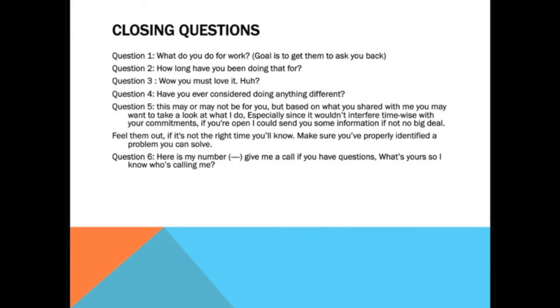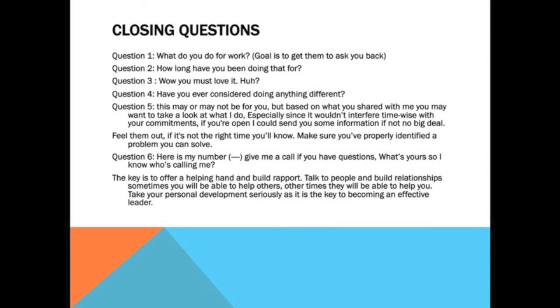Okay, here's my number. Give me a call if you have any questions. What's yours, so I know who's calling me? And that's really where you get them on the phone and you get to talk to the person. Just be a person, and just talk to them. The key is to offer a helping hand and build rapport. Talk to people and build relationships, because sometimes you will be able to help others, and other times they may be able to help you.